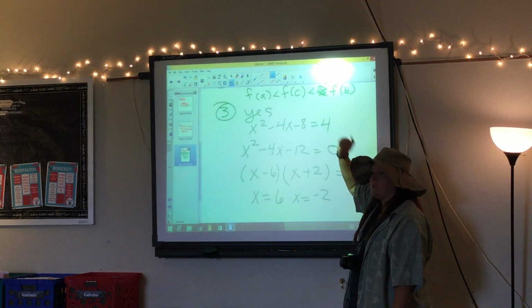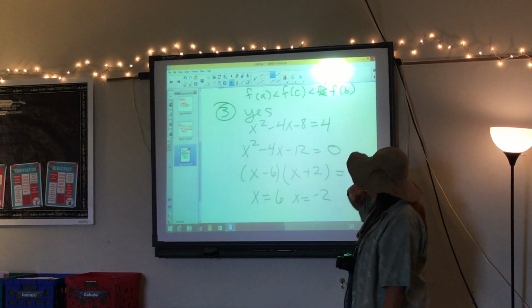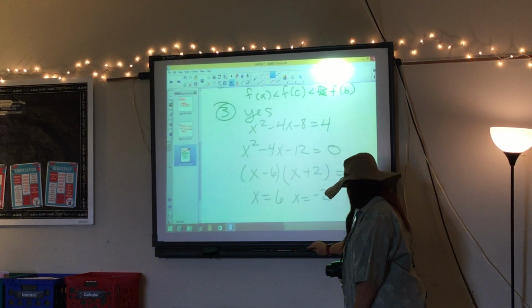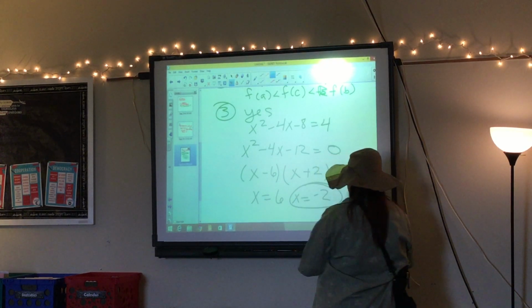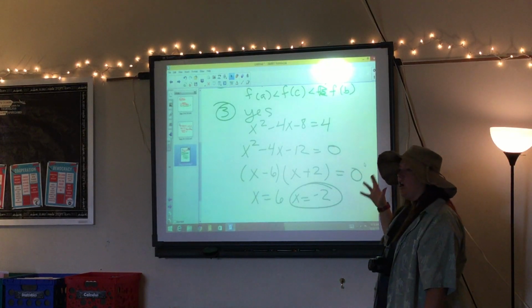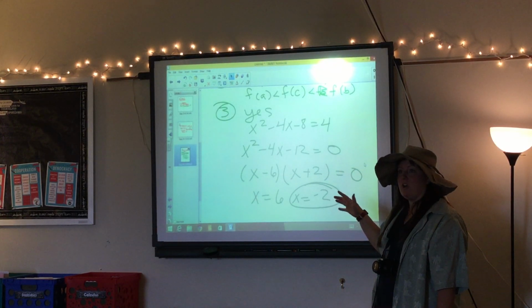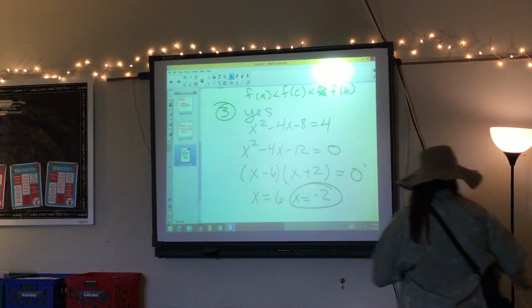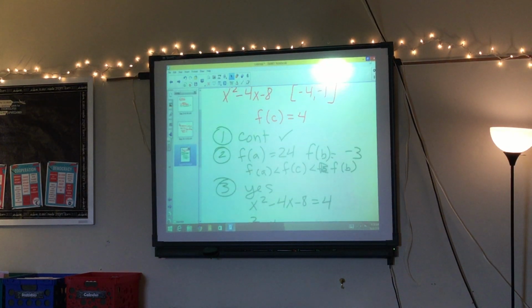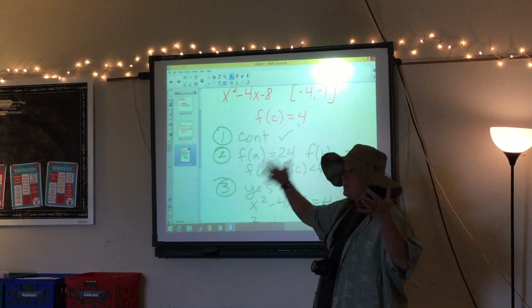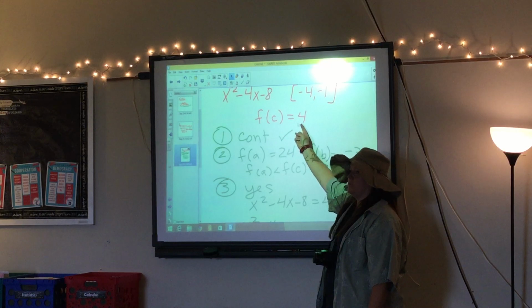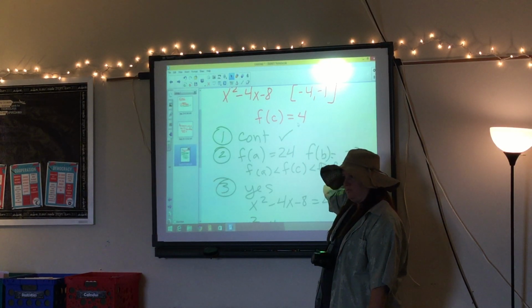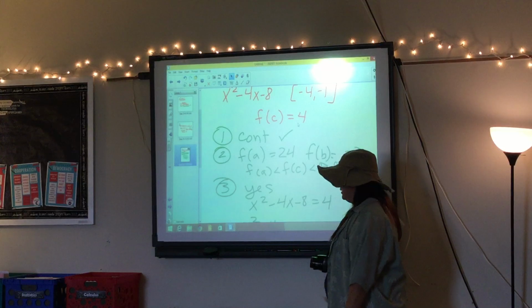But which one is our actual c value? -2, because it happens to be in between -4 and -1. So our c value, c equals this. So when I'm saying, are there zeros, basically all I'm saying is, instead of having f of c equals 6 or f of c equals 4, when I say, hey, are there zeros in between this one and this one? All I'm saying is, is there a c where f of c equals 4? Does that make sense? Guess and check.